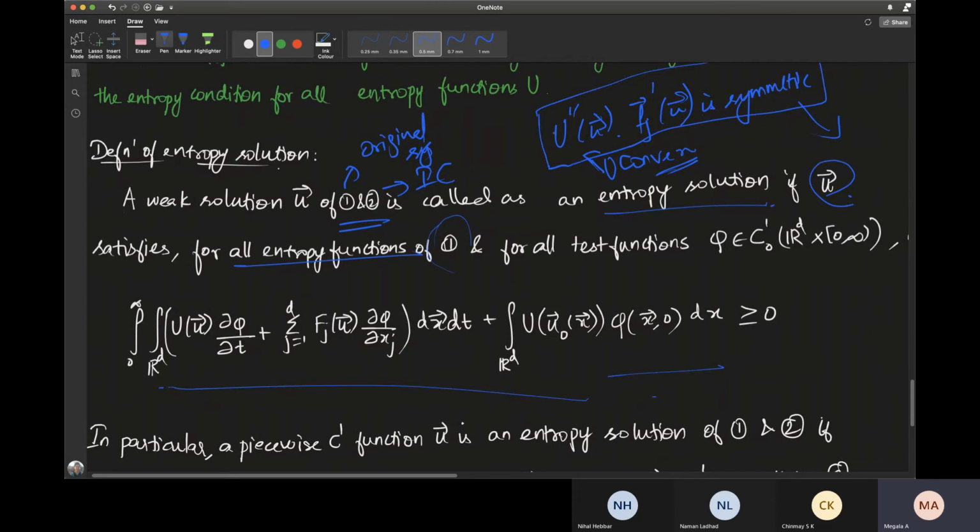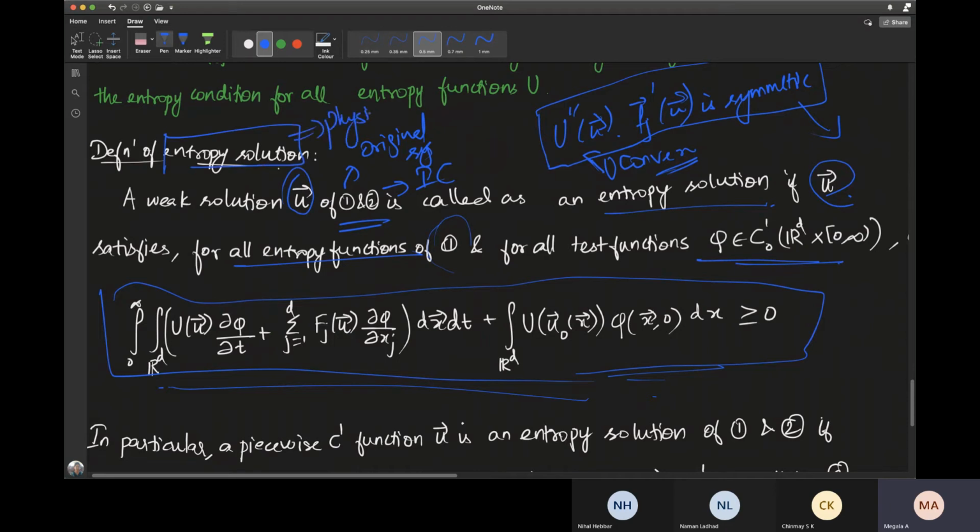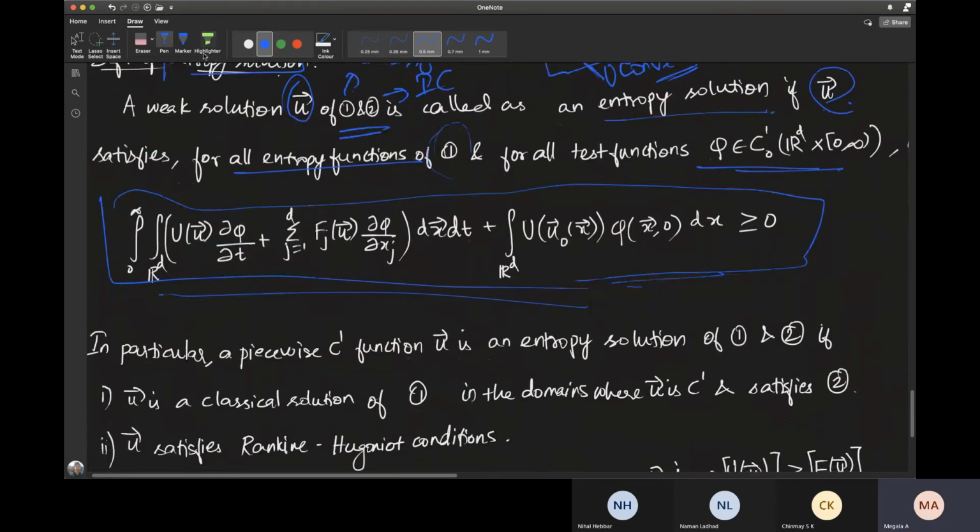So for all such functions that satisfy this condition that I've written over here, and for all test functions possible, if this inequality is satisfied, then that solution U vector is known as the physically relevant solution or entropy solution. We call that the entropy solution. Any entropy solution is a physically relevant solution. So this is how we determine the physically relevant solution out of all possible weak solutions. Here, this is just an initial condition, okay? When you do integration by parts, you get this term and you get a term with just the initial condition. So this is just that.